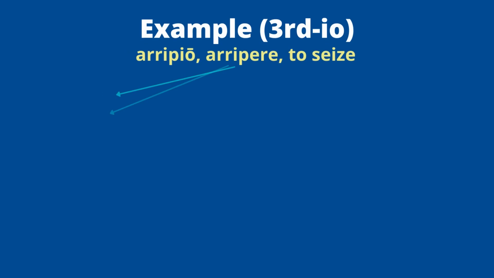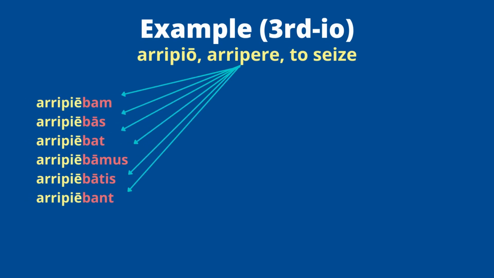And down the line. Here we have a third io. This is the only time it gets a little sketchy, right? You have aripio, aripere. So aripere, third conjugation, short ere. And because there's an io in that first piece, aripio, it's a third io verb.